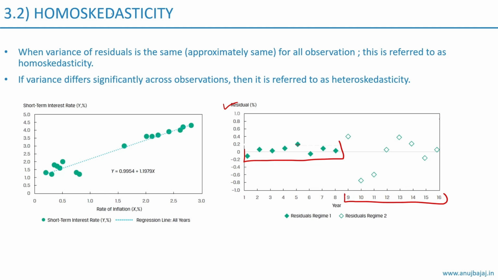So it is clearly visible that the variance of the residual term is not even approximately the same across all the years. The variance across the first 8 years looks approximately the same, and the variance across the last 8 observations looks approximately the same. But the variance between the two different periods is completely different. So as far as residuals are concerned, we have two different regimes: the first regime where the variance is low and the second regime where the variance is high.